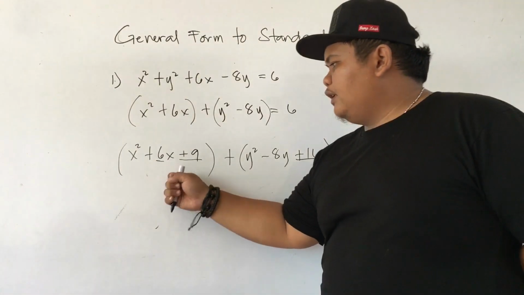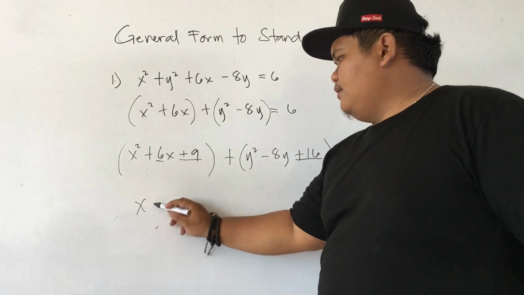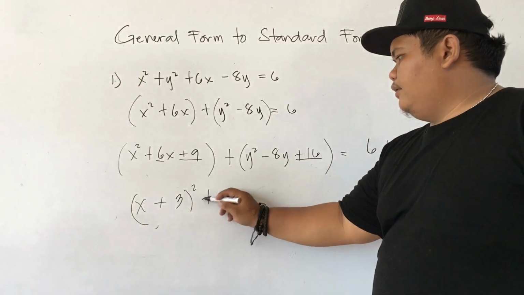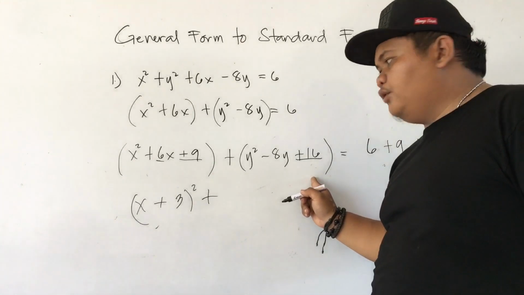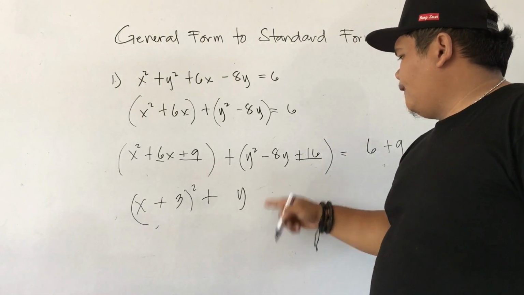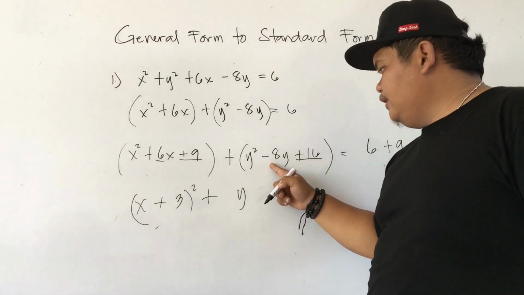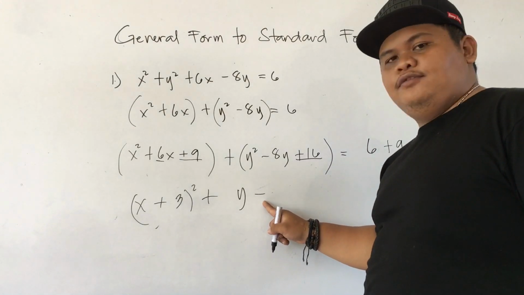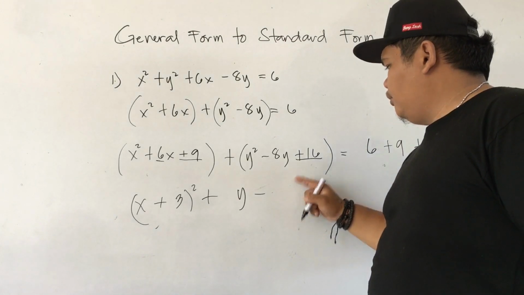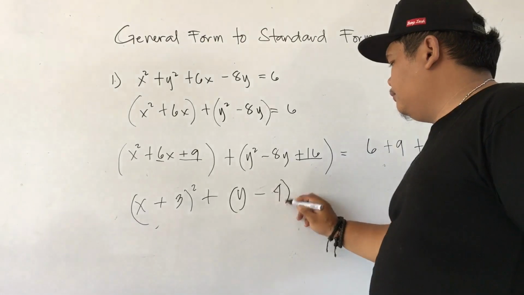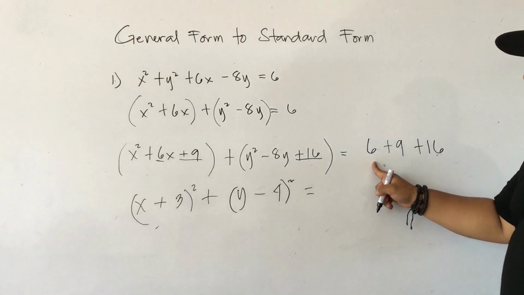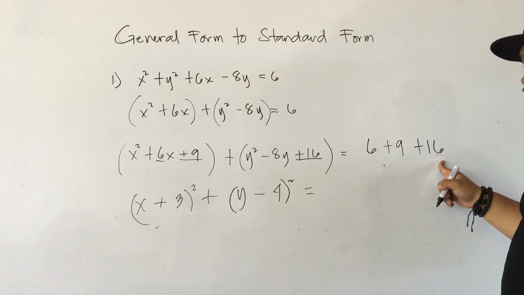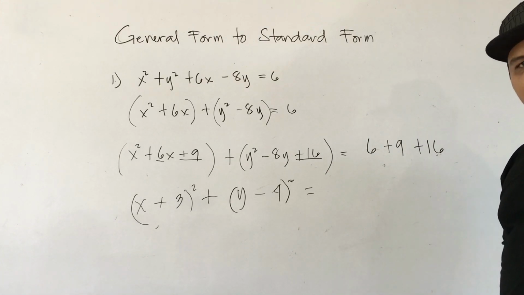We are going to factor these into binomials. (x plus 3) squared, and the factor of the other in binomial form is y, and since the sign here is negative, we follow with a minus sign and the square root of 16, so (y minus 4) squared. And on the right side, 6 plus 9 is 15, plus 16 is 31.